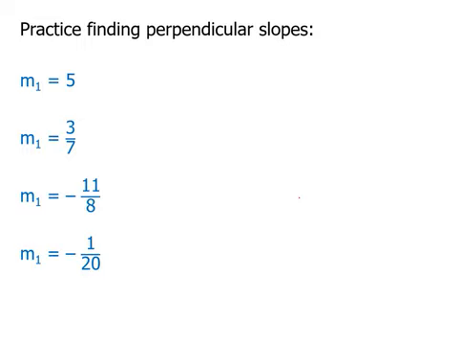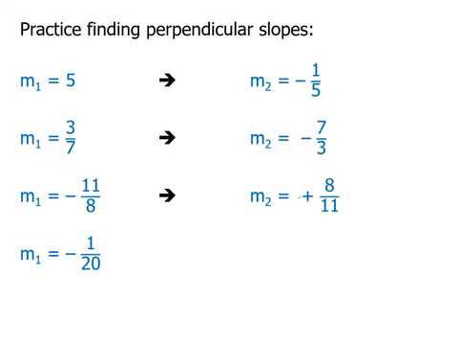Okay, for the first one, the reciprocal of 5 is 1/5. So the opposite sign reciprocal would be negative 1/5. So a slope of 5 and a slope of negative 1/5, those are two perpendicular slopes. For the second one, the reciprocal of 3/7 would be 7/3, and so we'd have to make that negative. So it would be negative 7/3. For the third one, it's already negative, so we're going to have to make the negative into a positive. And of course, the reciprocal of 11 over 8 is 8 over 11. So it would be positive 8 over 11.